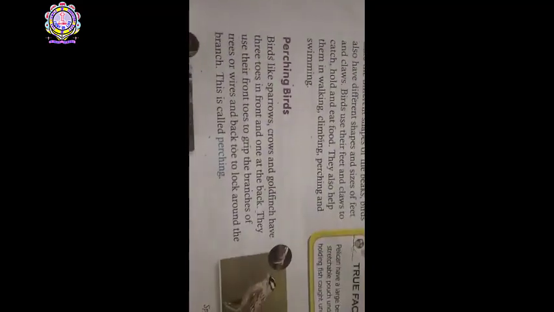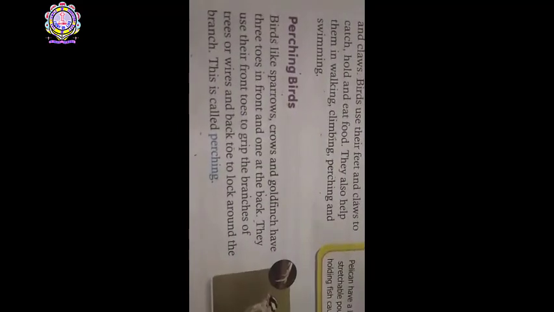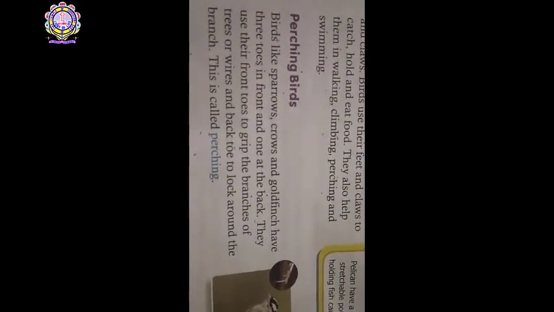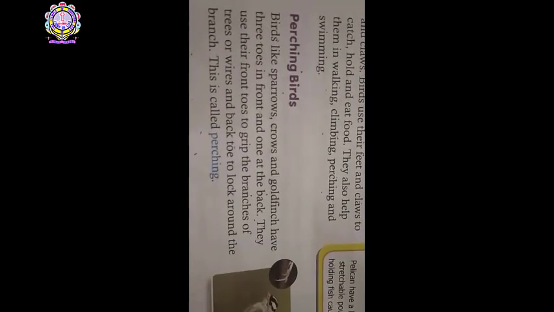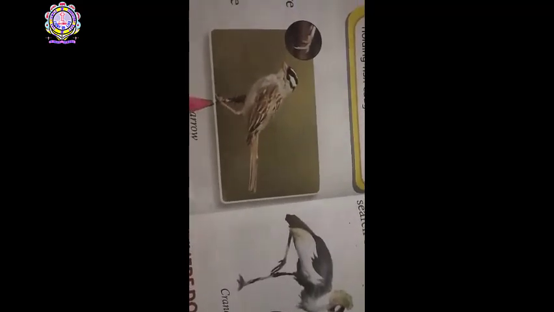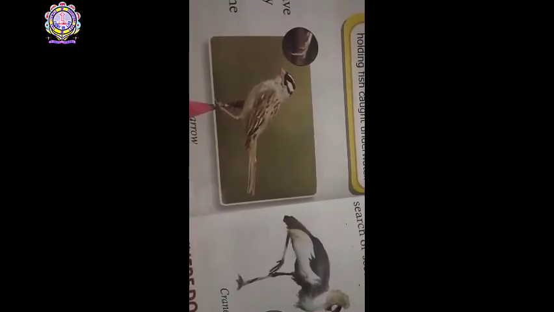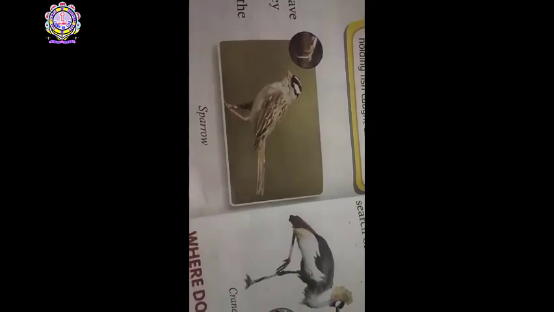Perching bird. Perching bird means birds like sparrow, crows and goldfinch have 3 toes in front and 1 at the back. You can see in the picture the sparrow has 3 toes. This picture is not clear, so we can see in the first page picture. This is very clear. Sparrow has 3 toes in the front and 1 toe at the back side.